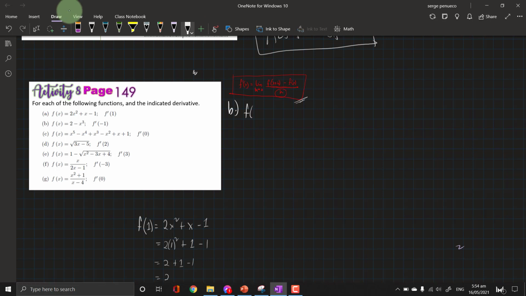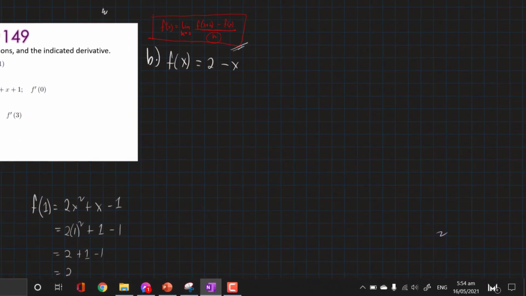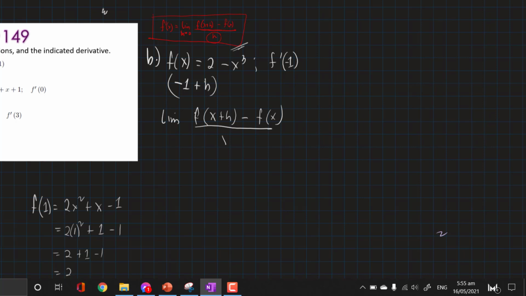F of x is equal to 2 minus x cubed at f prime of negative 1. Okay? So, again, lahat ng x papalitan natin ng 1 plus h using the formula. Ang ating x is negative 1, so maging negative 1 plus h ang ipapalit natin sa lahat ng x. So, our formula is the limit of f of x plus h minus f of x all over h as h approaches 0.